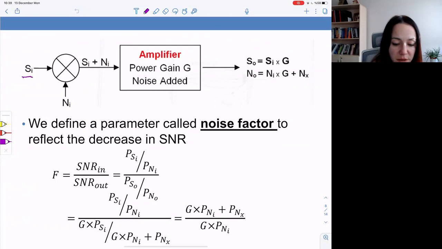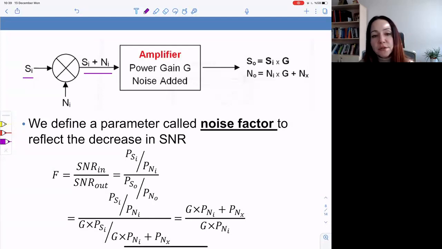Some signal comes in, noise is added to it before it comes into the amplifier already. So the signal plus noise comes to an amplifier stage at our receiver front end, for example. And this amplifier has a power gain G, suppose, and it also adds its own internal noise. The model is: the signal is multiplied by the gain of the amplifier, the incoming noise is again multiplied by the gain of the amplifier, and there's a new noise term added.